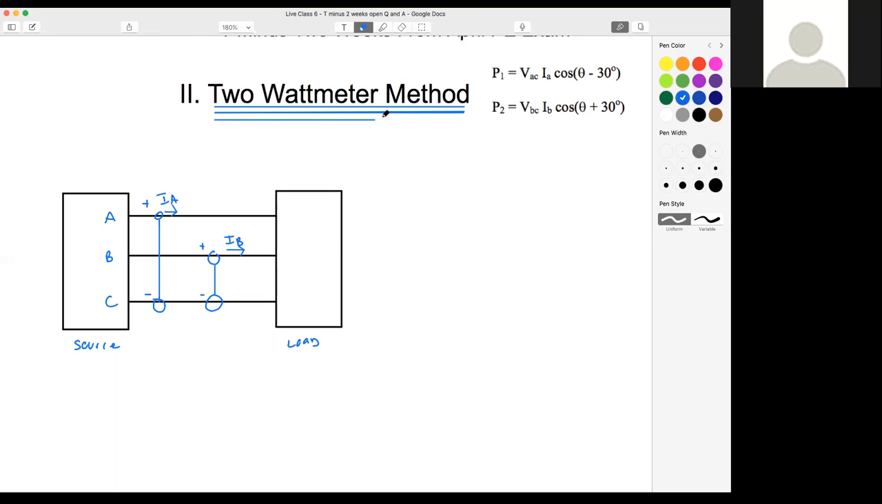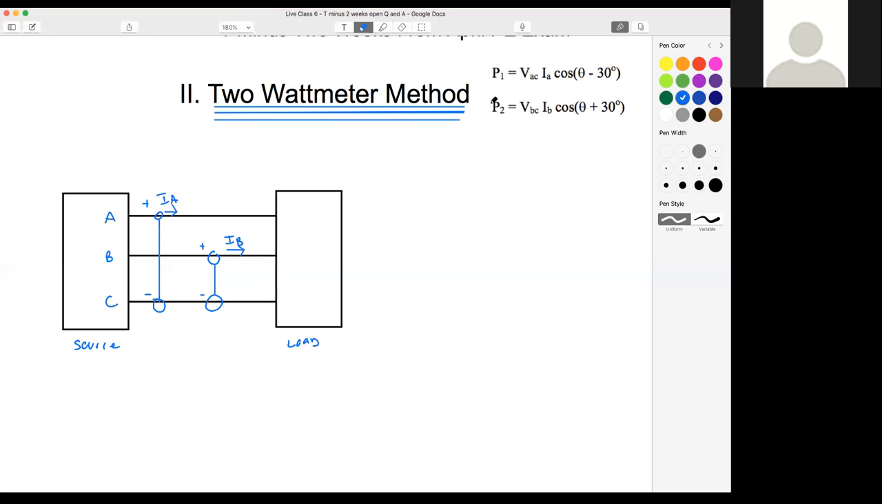So when we're doing the 2-watt meter method, our negative voltage polarity has to be the same phase, and it's the phase that we're not measuring the current on. So we could have completely flipped these around. We could have had A phase be this common negative voltage polarity phase, but typically this is the most common way it's drawn.